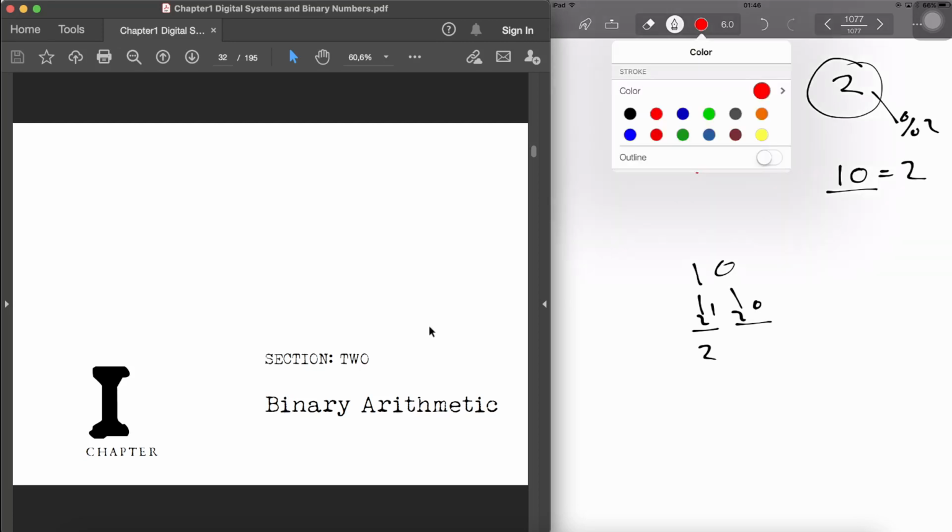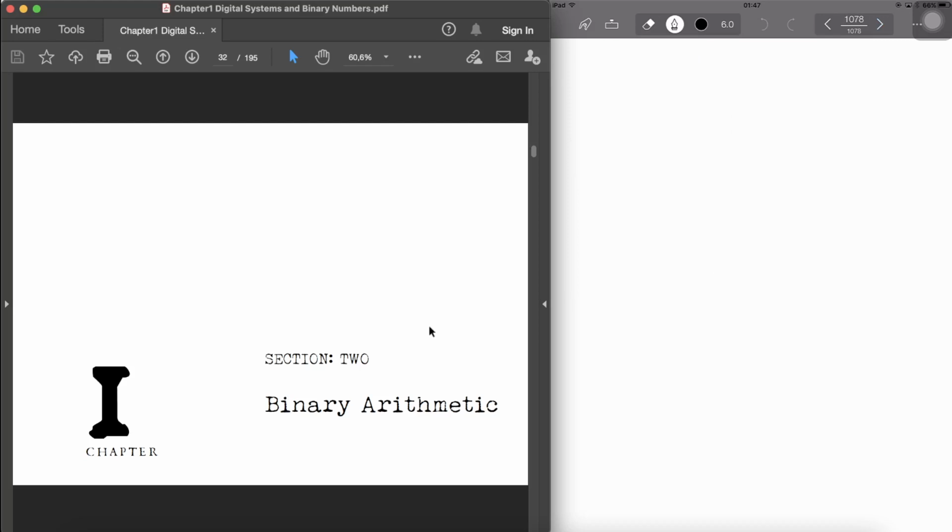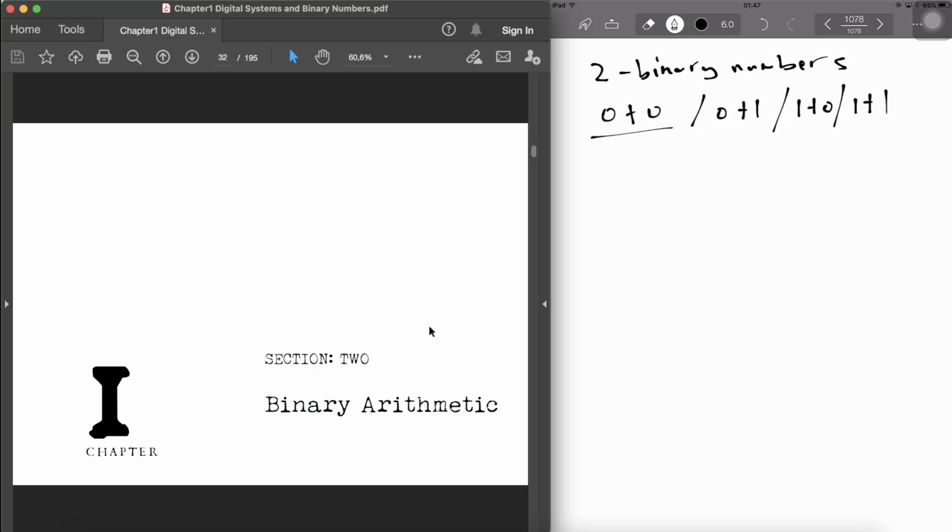Okay, 0 plus 1, or 1 plus 0, it's going to give us 1. Okay, and the carry is 0, so it's going to be 0, 1. Now, one thing that we need to understand, if we are adding two binary numbers, that means like 0 plus 0, or 0 plus 1, or 1 plus 0, or 1 plus 1. These are all valid operations. So we have got two binary numbers, 4 possibilities. So 0 plus 0 is 0, 0 plus 1 is 1, 1 plus 0 is 1, 1 plus 1, it's 2. And these are the outputs that we are going to get.